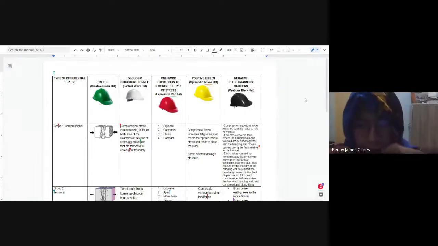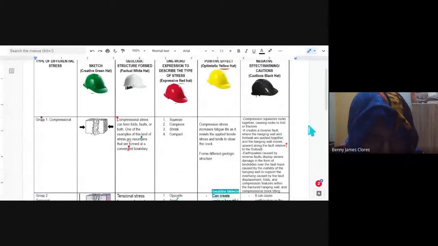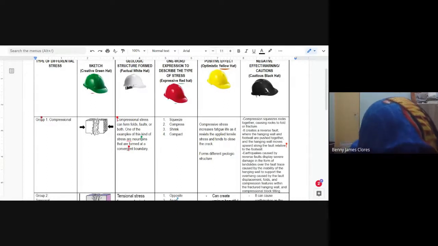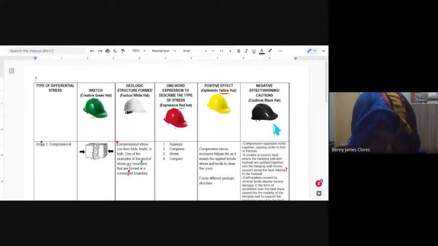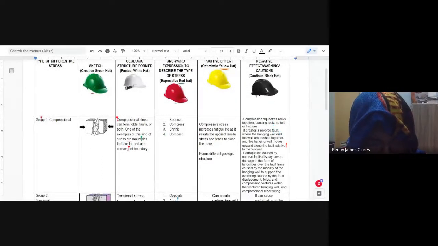So first of all, I would like to greet everyone a pleasant afternoon. So the differential stress that was given to us, group 1, is compressional. So the first one assigned to the green hat is sketch. So this is the sketch. As you can see on the figure, it's like being squeezed from both sides together, squeezing the rock. So the geologic structure forms. The compressional stress can form folds, faults, or both. One of the examples of this kind of stress are mountains that are formed at a convergent boundary. So this kind of stress can form mountains.